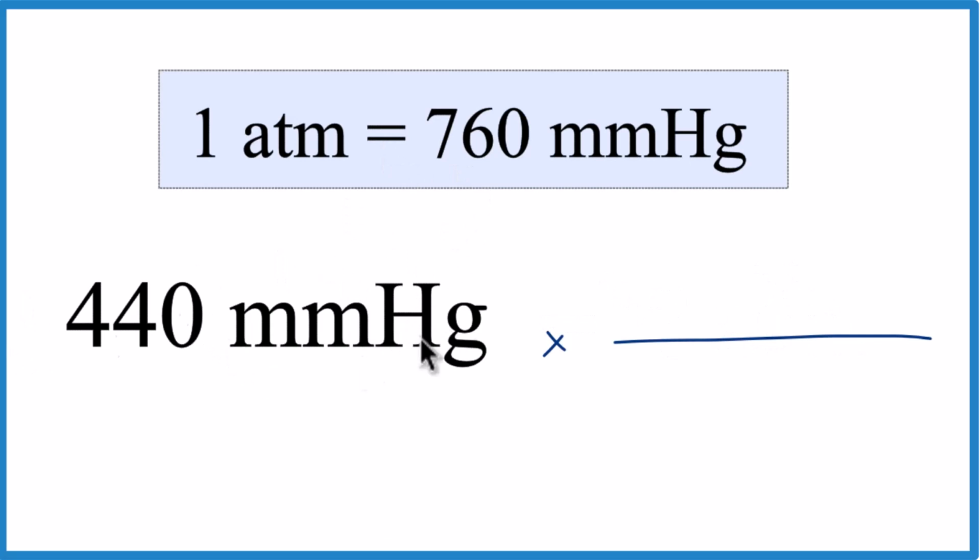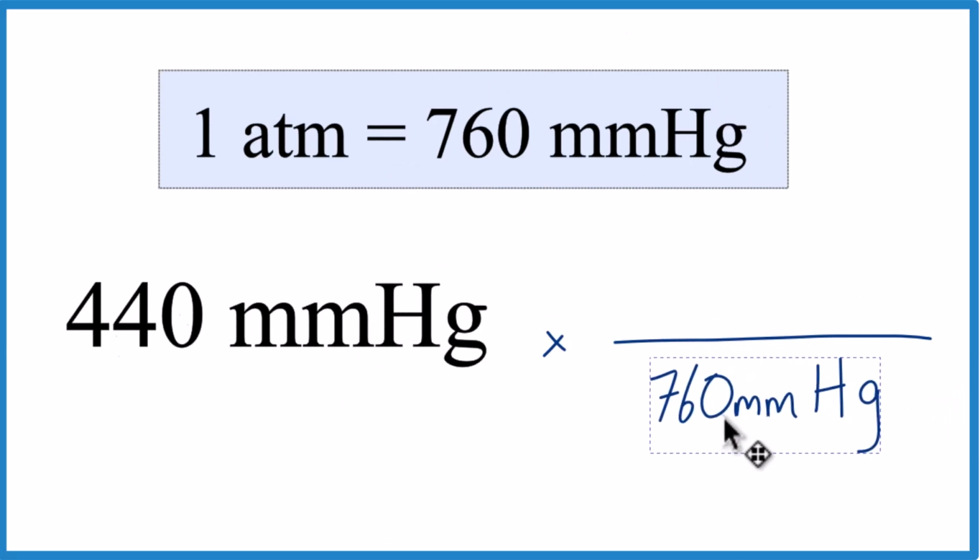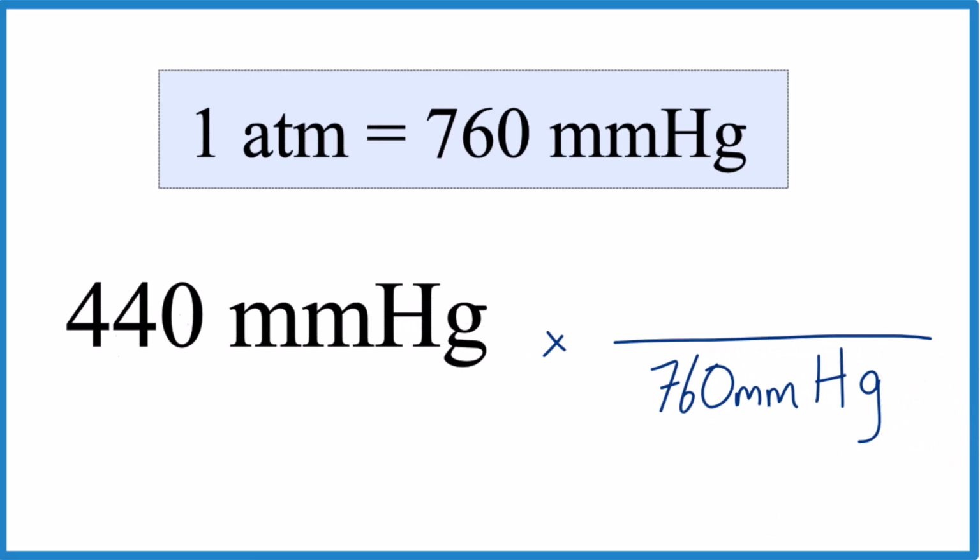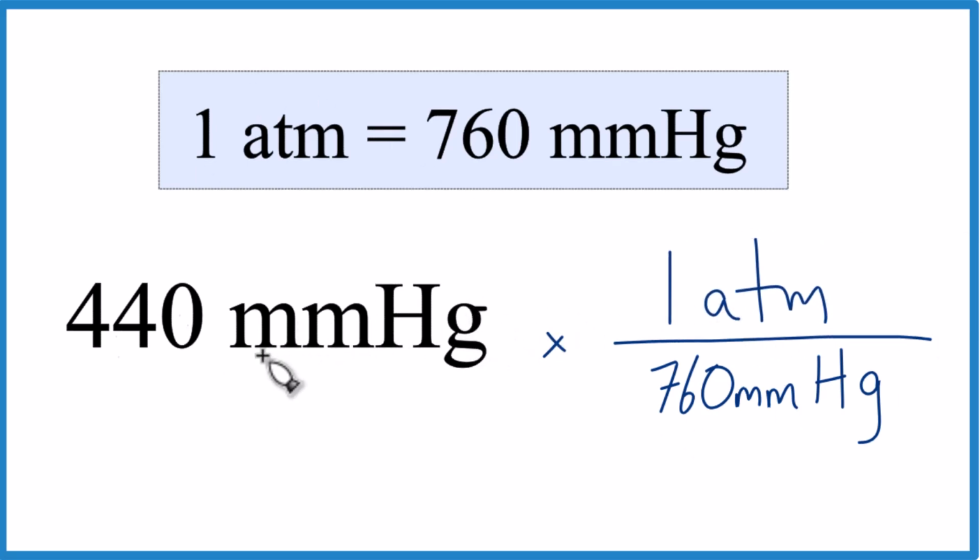So since we have millimeters of mercury on the top, let's put 760 millimeters of mercury on the bottom. That way those will cancel out. Then we have 1 atmosphere. We want to end up with atmospheres, so that unit goes on the top, our 1 atmosphere. Now, when we multiply across, millimeters of mercury on the top and the bottom cancels out. You're left with atmospheres. That's what you're looking for.